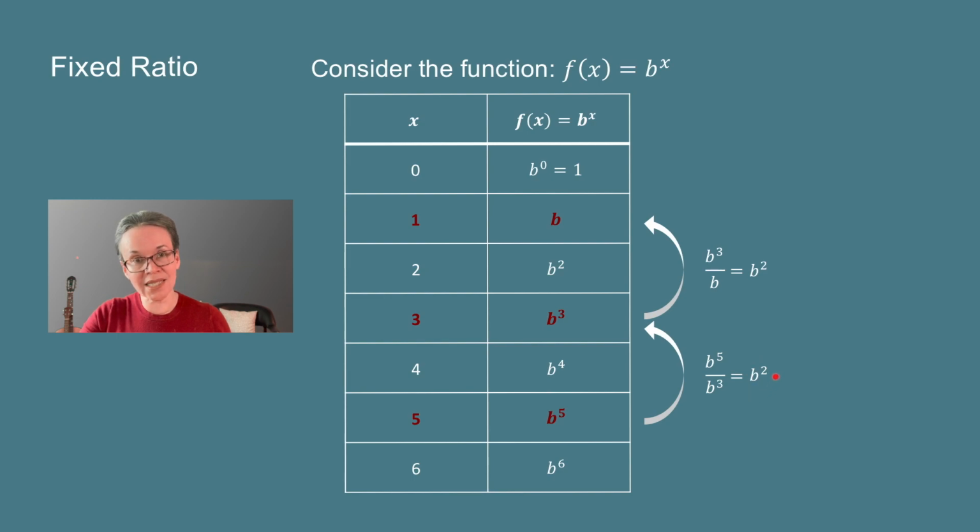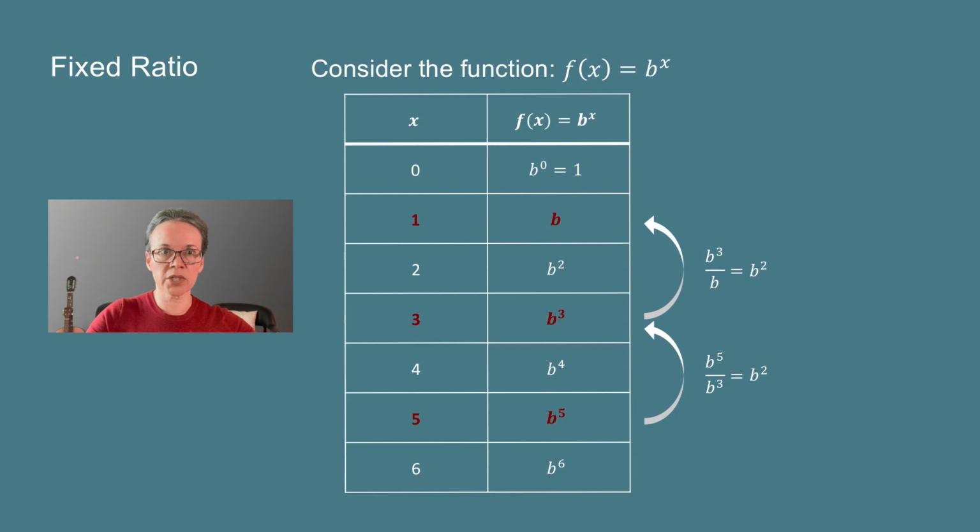I get the same outcome as before. I get b squared. And this is no coincidence. Whenever you're dealing with exponential functions and you decide to consider ratios that are the same number of steps away from each other, the ratio remains fixed. But the difference is that now you end up having a power.